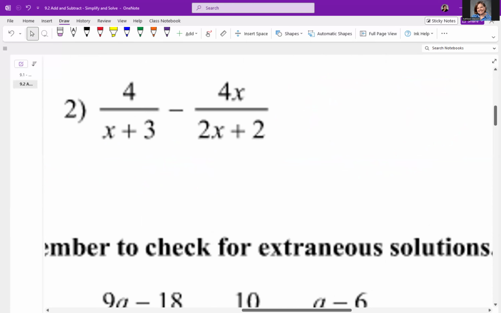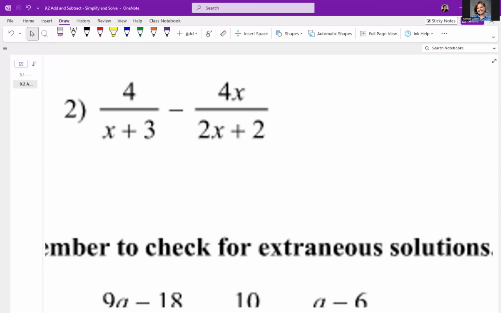So for my second example, I need to add these. I need to factor the denominators. I need to make sure the denominators match. I need to define my excluded values. I'll simplify and combine like terms.